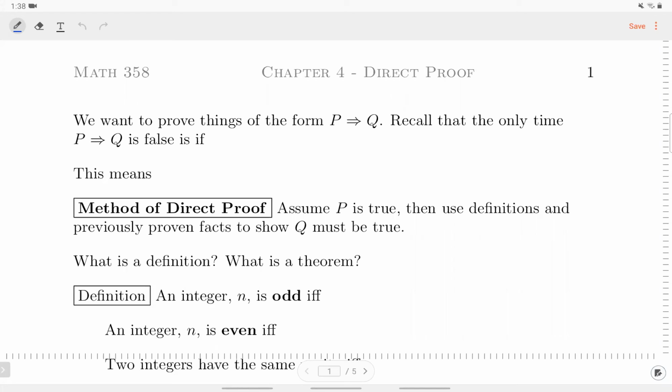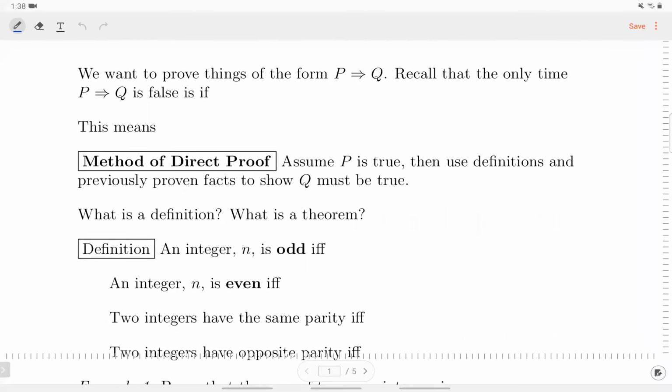Okay. So for starters, we are going to start focusing on things of the form P implies Q. If P, then Q. So if you remember our truth tables, the only time P implies Q is false is if P is true and Q is false. If P is false, it doesn't matter what Q is, the statement's true. If P is true and Q is true, the statement's true. So this is our only problem. This is the only situation we need to avoid.